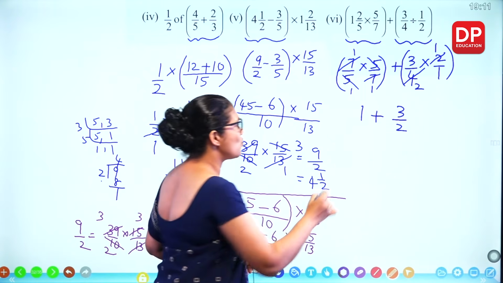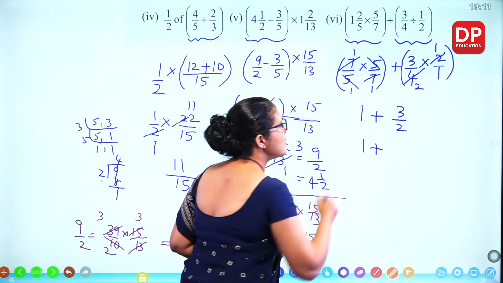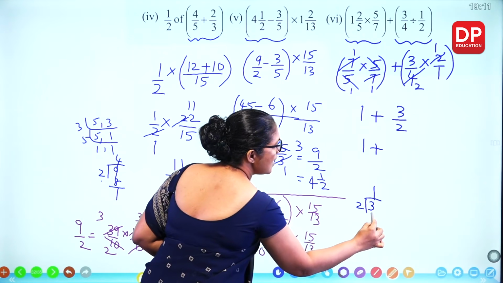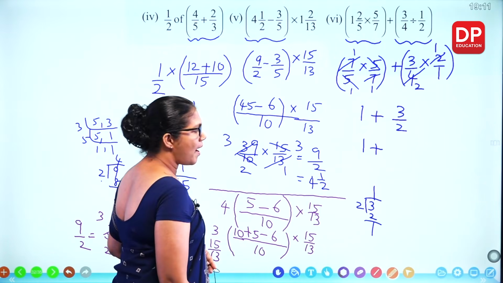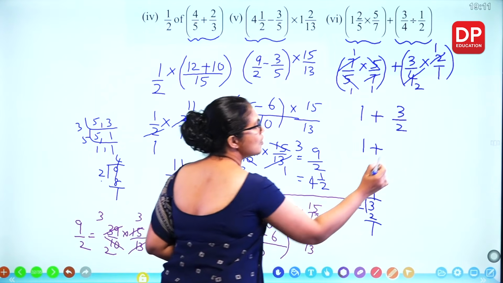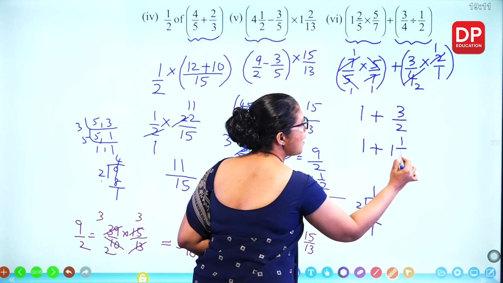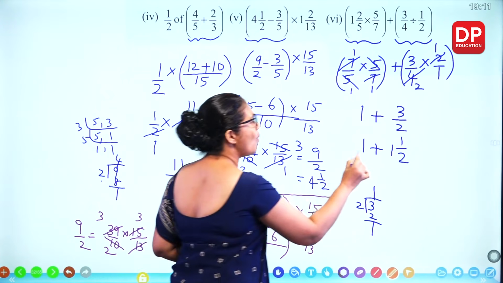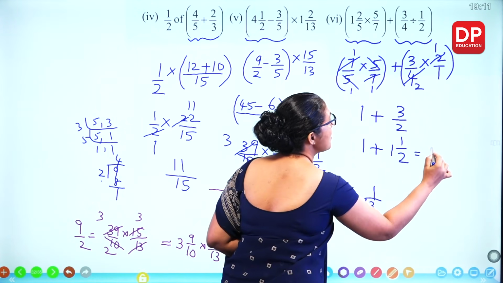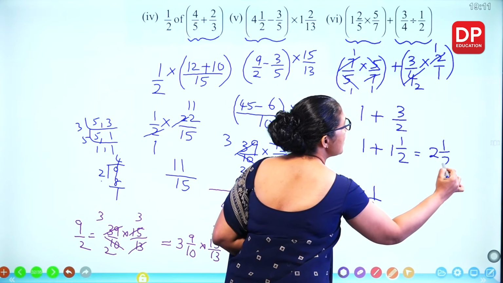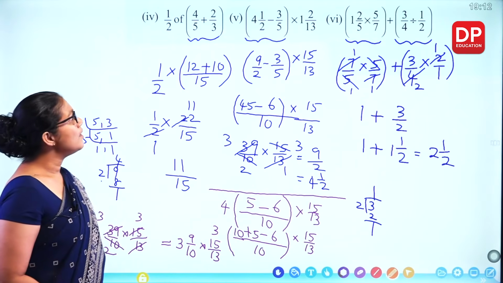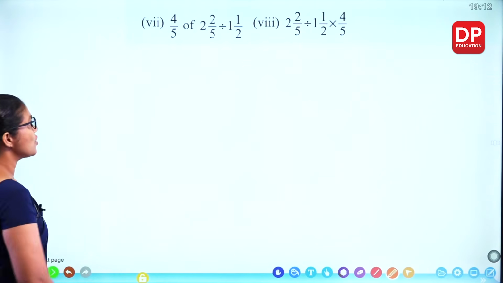What is 3 over 2? 1 plus. So 3 over 2 means you can divide and see 1 part is there and half. So you can rewrite this as 1.5. So then you can add the two whole numbers together. 1 and 1 becomes 2, 2.5 for this answer. Now we'll look at the next question.